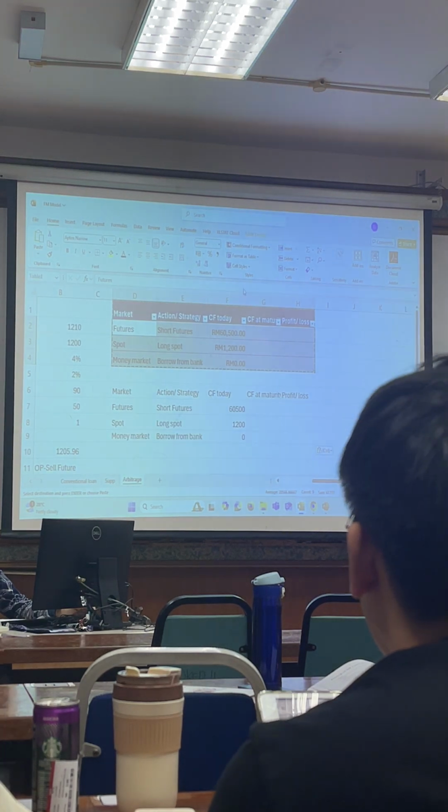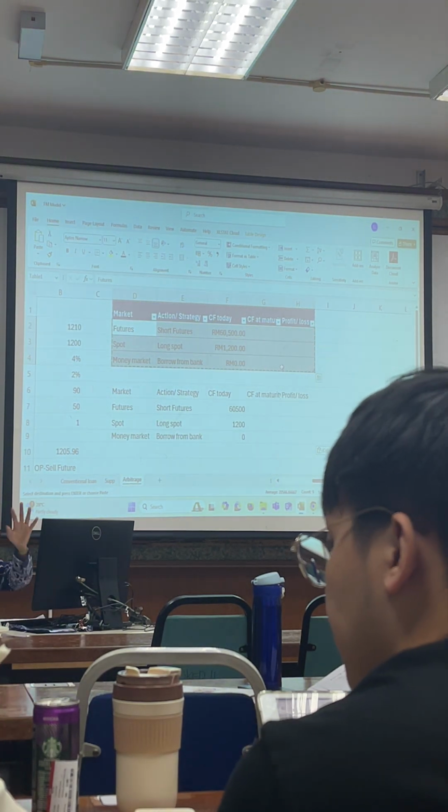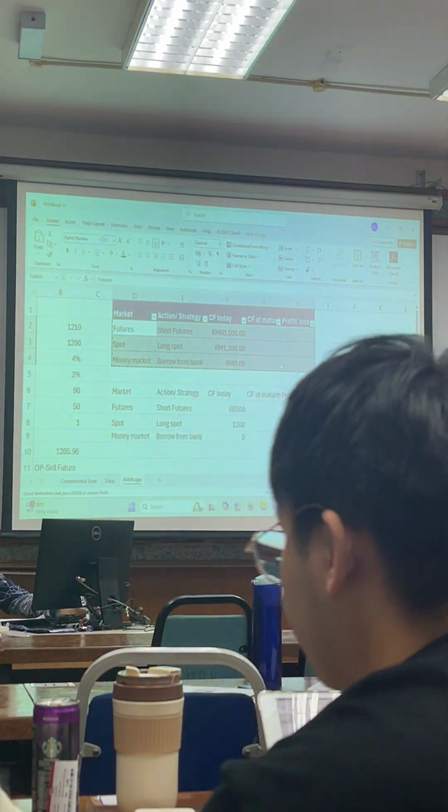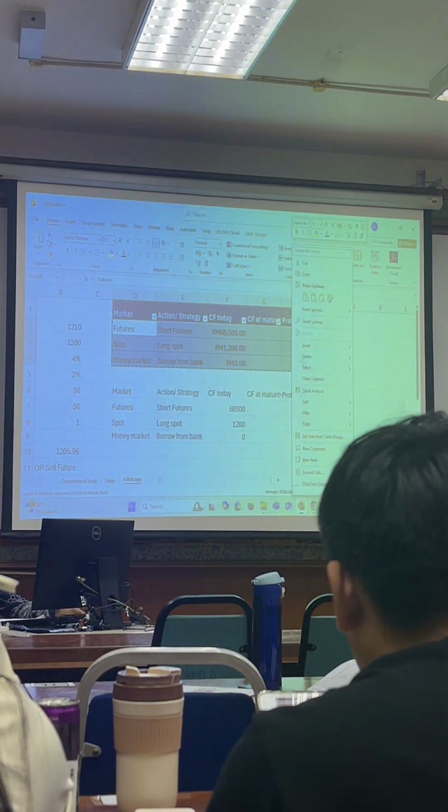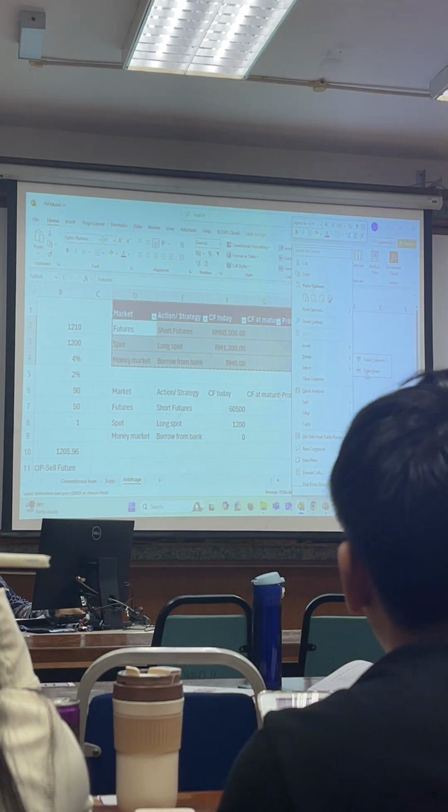I think some of you, when you deal with this computer, if you have a problem, maybe there will be an issue with the formatting here.